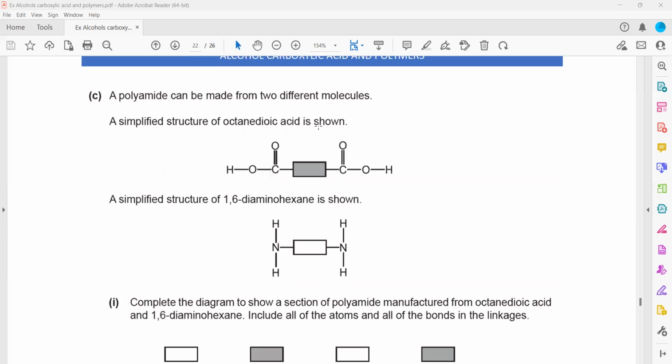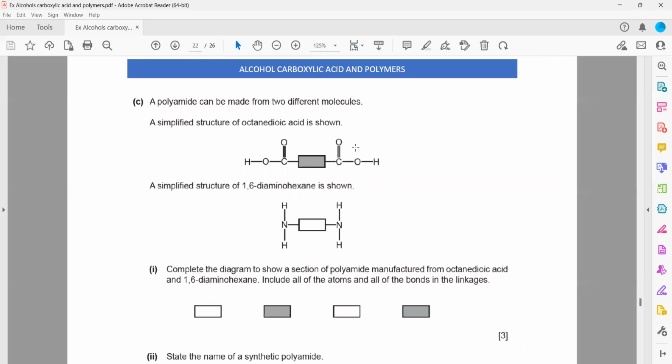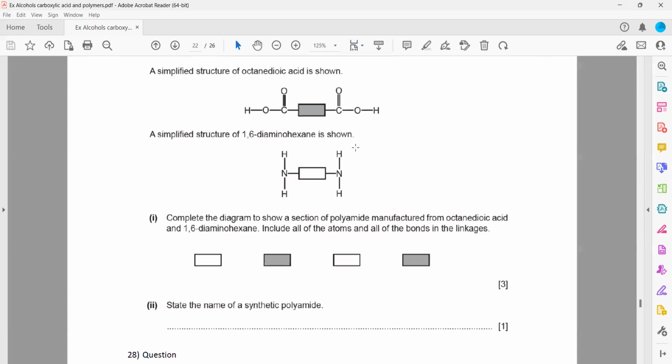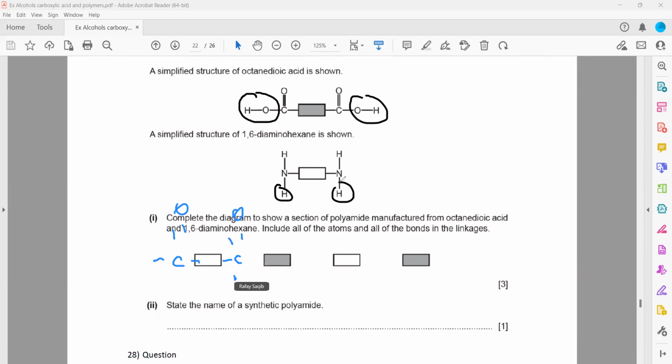The next polyamide is nylon. You can use the screen annotation to draw the structure of nylon. On one side, for the carboxylic acid, remove OH, and for the amine, remove one of the H. And there will be an amide or peptide linkage. When you draw the nylon, one molecule should have both ends carboxylic, and the other molecule should have both ends amines.